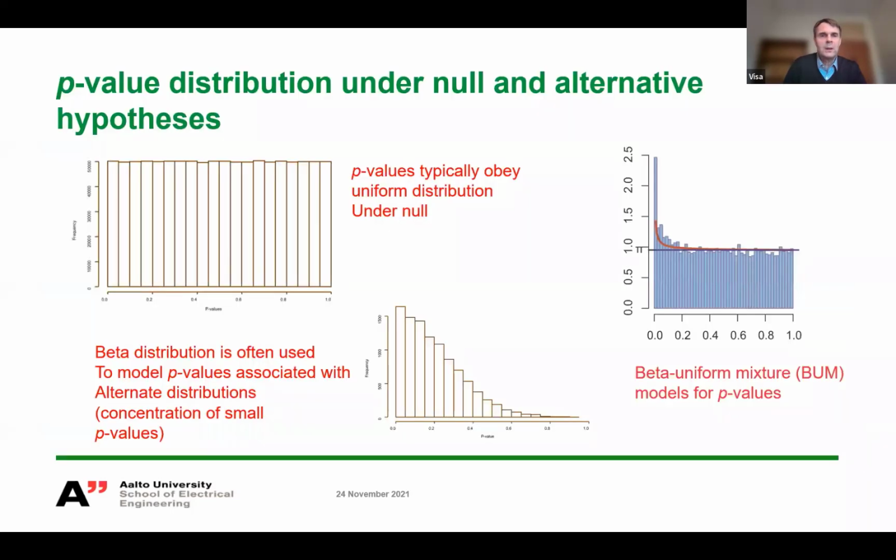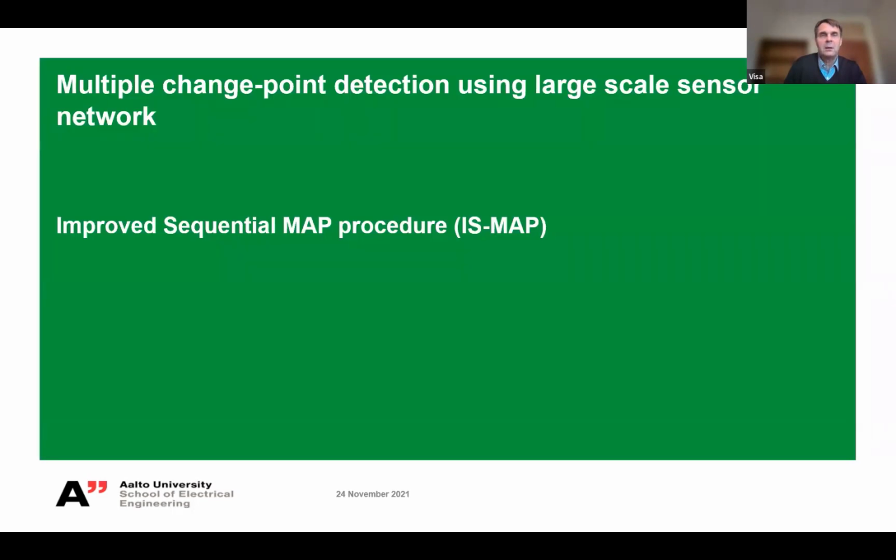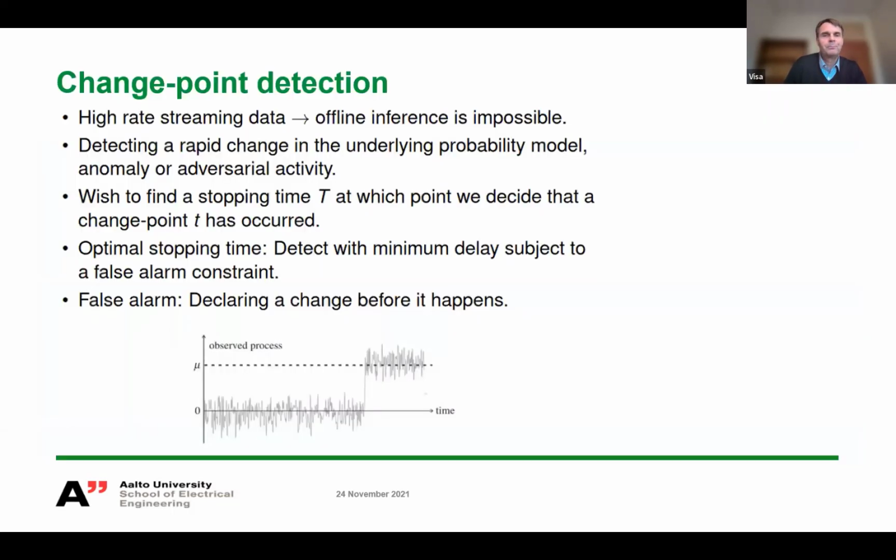So that was a quick and dirty review of multiple hypothesis testing and how p-values are used in that testing. Then we'll move towards our work, which is multiple change-point detection in large-scale sensor networks. We have developed a few different techniques for that purpose, but today I will be talking about a technique called the improved sequential MAP procedure. It's an improvement over the sequential MAP procedure that we came up with earlier.